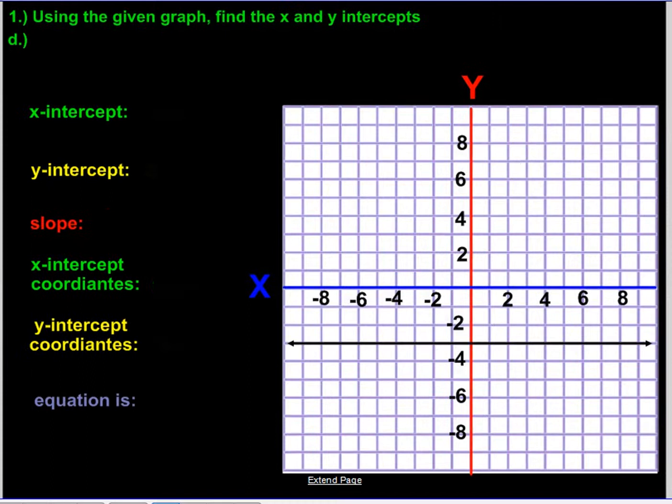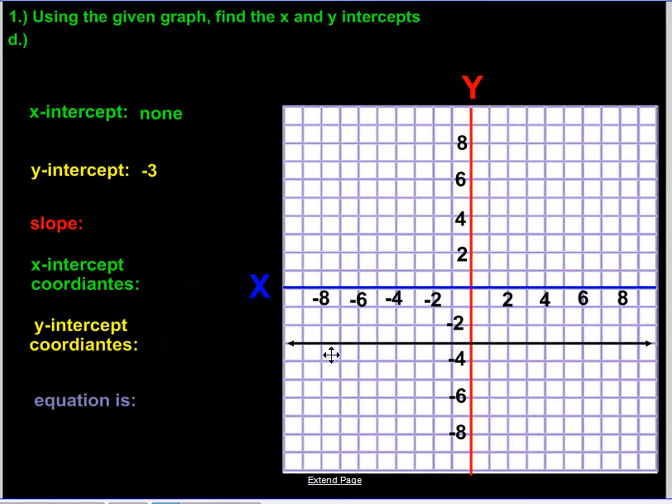Let's take a look at another problem. Now we'll look at 1D. Take a look at the line that's plotted on the graph. You can see it does not interact with the x-axis at all, so our x-intercept is going to be none. Where it crosses the y-axis is at -3, so our y-intercept would be -3.